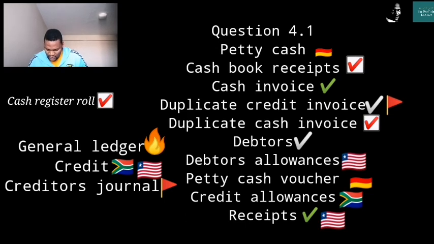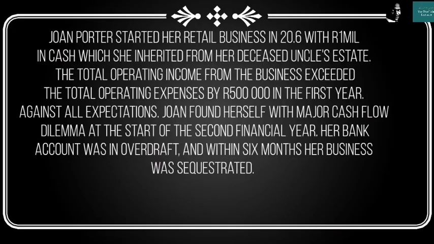Activity 4.2, let's read what they say. They say Joanne Porter started her retail business in 2006 with 1 million in cash, which she inherited from a deceased uncle's estate. The total operating income of the business exceeds the total operating expense by 500,000 in the first year. Against all expectations, Joanne found herself with a major cash flow dilemma at the start of the second financial year. Her bank account was in overdraft. Within 6 months, she was out of business.